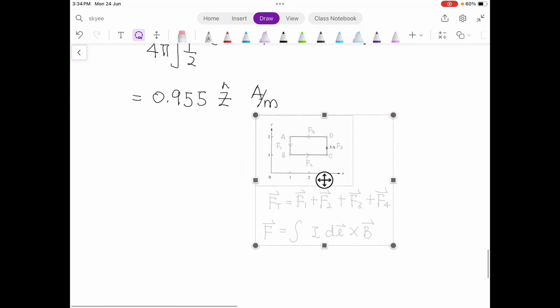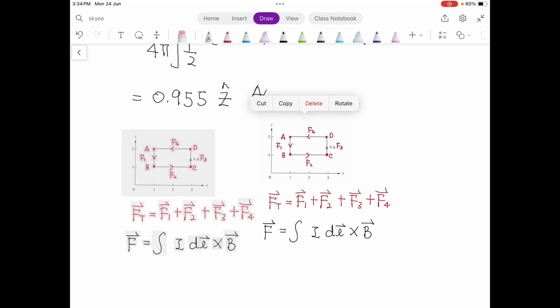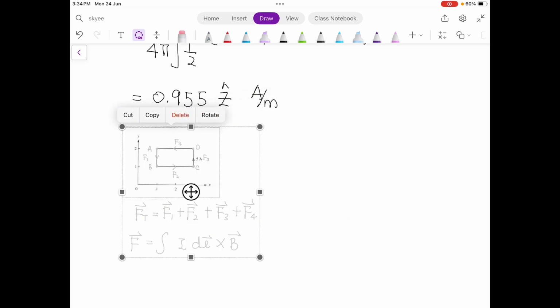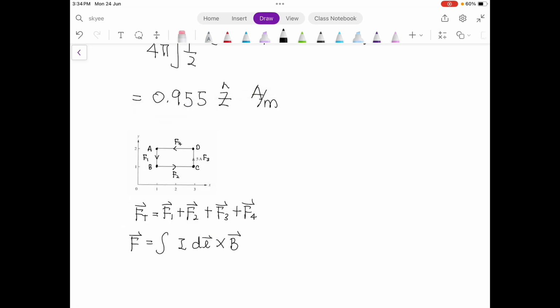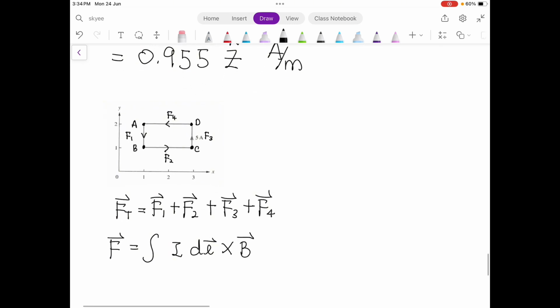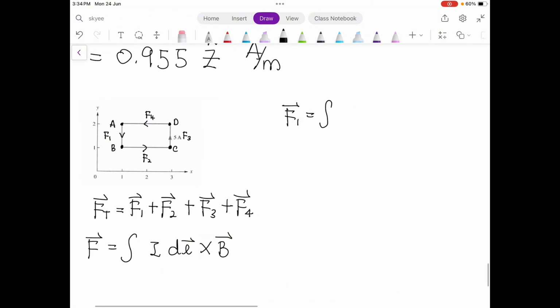Move here. Right, okay, so we go to the F1. F1 is the integral from A to B.